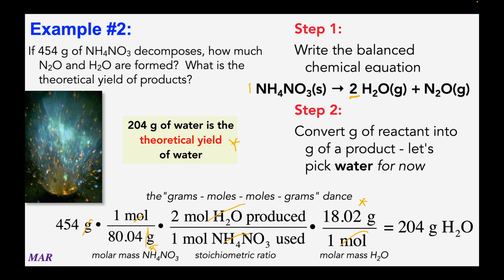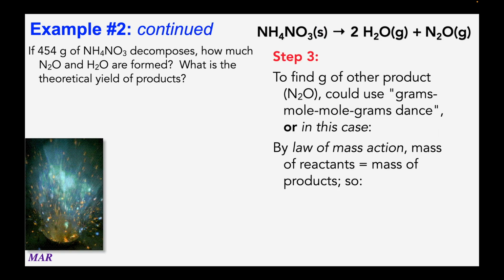There's another product, though, in this problem, dinitrogen monoxide, N2O. And to figure out how many grams of dinitrogen monoxide you could get out, you could do the grams, moles, moles, grams dance one more time. You'd start with the 454 grams ammonium nitrate and turn that into moles, and you've already got the molar mass. The ratio between ammonium nitrate and N2O would be 1-to-1. So you'd have equal moles N2O to moles of NH4NO3, and then you'd multiply by the molar mass of N2O to figure out how many grams there were.